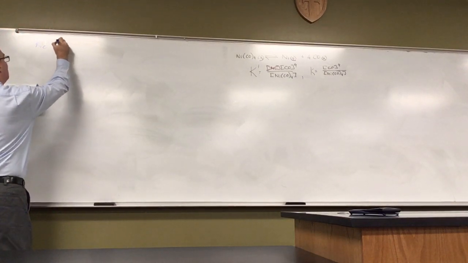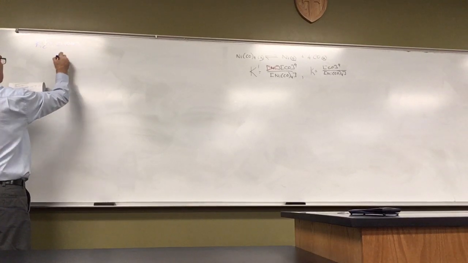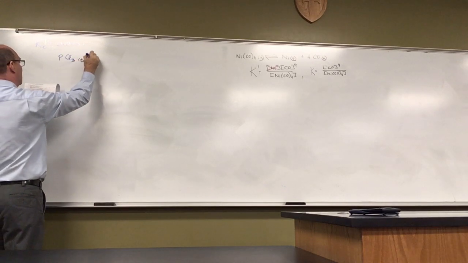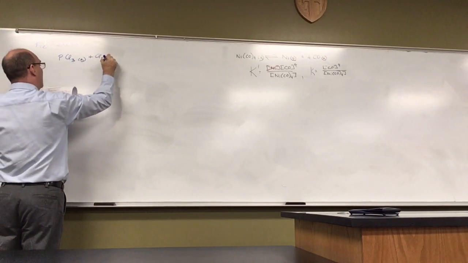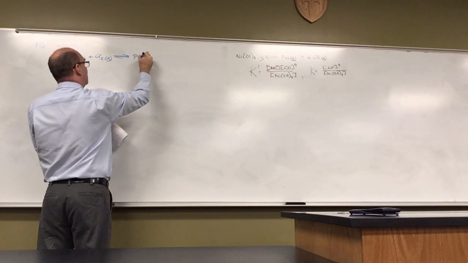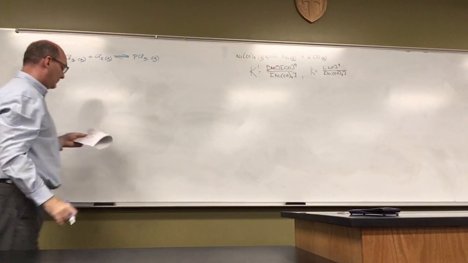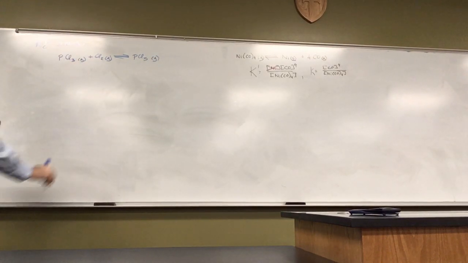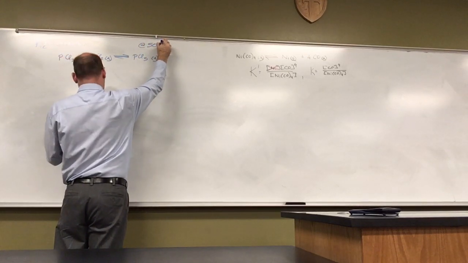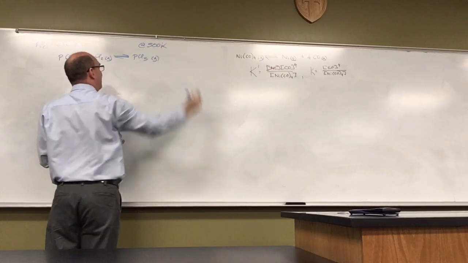So Kc is 0.042, no units. My reaction is PCl3, which is a gas, plus chlorine molecule, which is a gas, makes PCl5. So I turn phosphorus trichloride into phosphorus pentachloride. And because I've quoted an equilibrium constant, I need to quote a temperature.